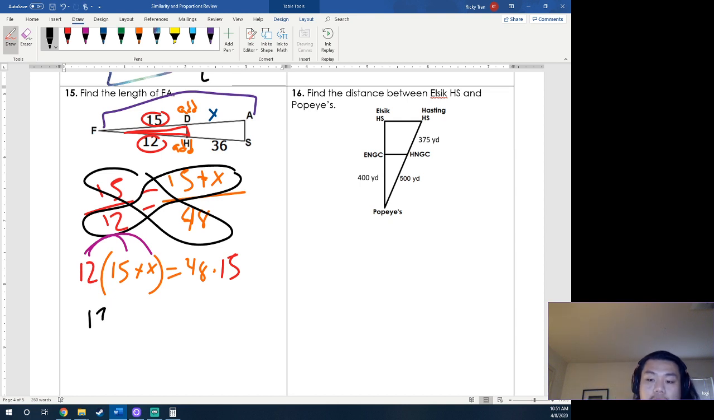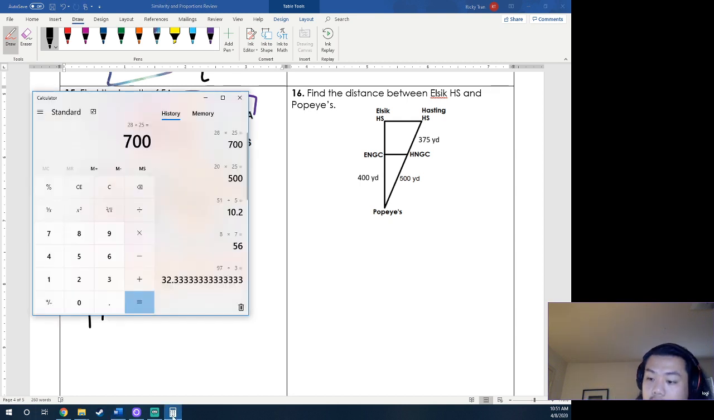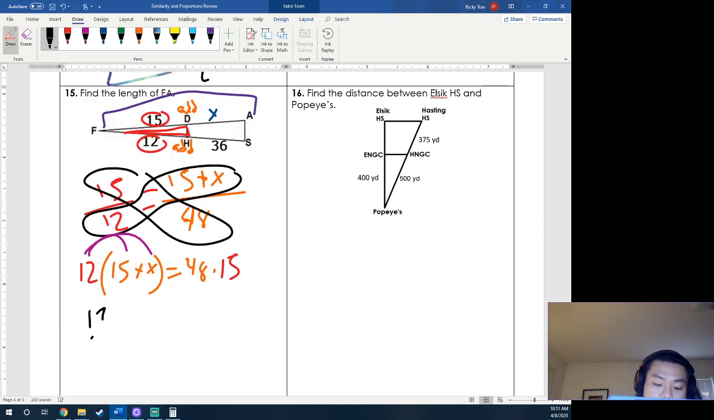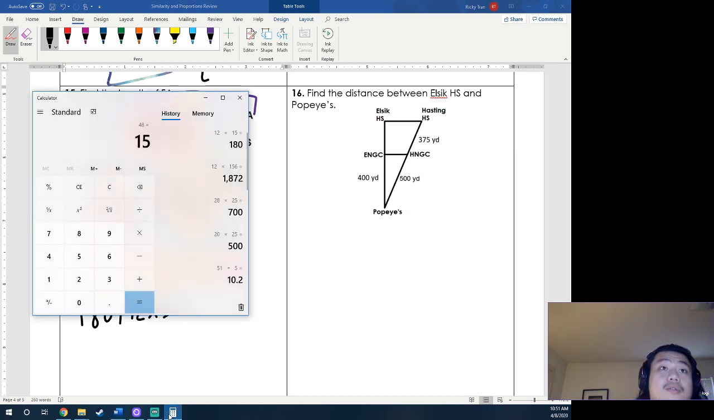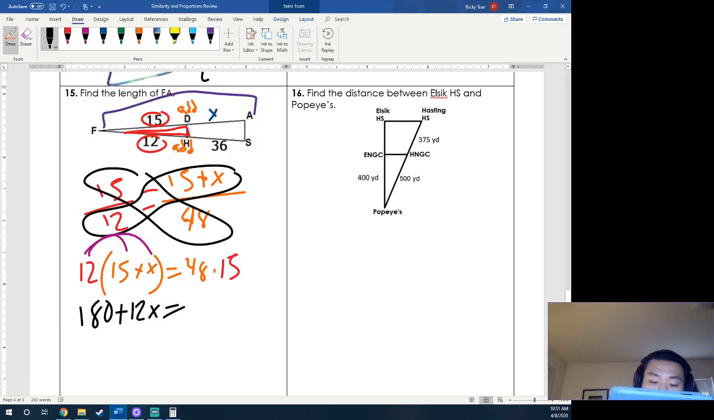Wait, what's 12 times 15? 12 times 15 is 180, plus 12x. So 180 plus 12x is equal to 48 times 15, which is 720.